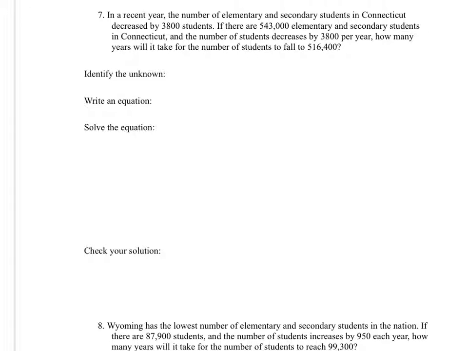We need to identify the unknown. What are they asking us about? They're asking us about the number of students, right? So X is going to be... nope, they're asking us how many years will it take. So this is the number of years. Sorry, take that back. Right here, how many years? That's what they're asking us. That's how we know what the unknown is. So we're going to write the equation.